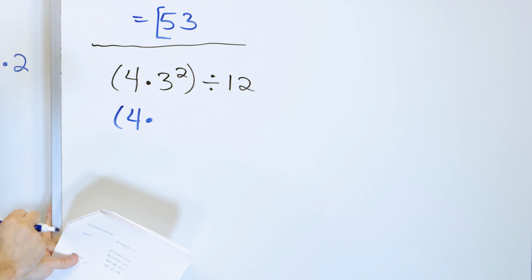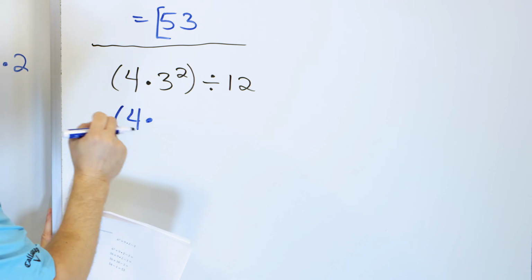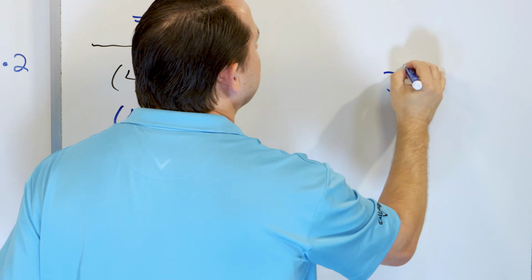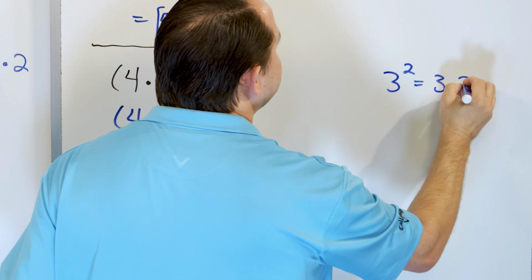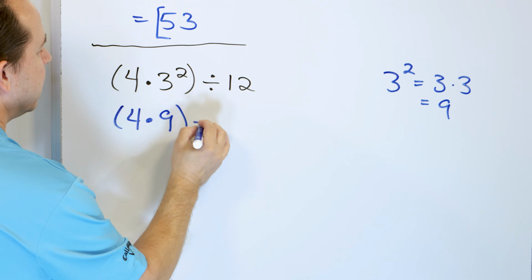3 squared. What does that mean? 3 times 3. That's what you should know now, what exponents mean. 3 squared is 3 times 3, which is 9. So we just replace this with 9.